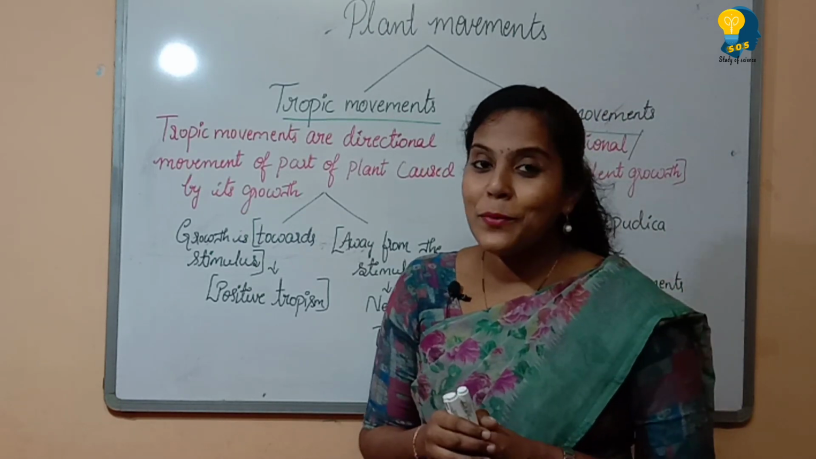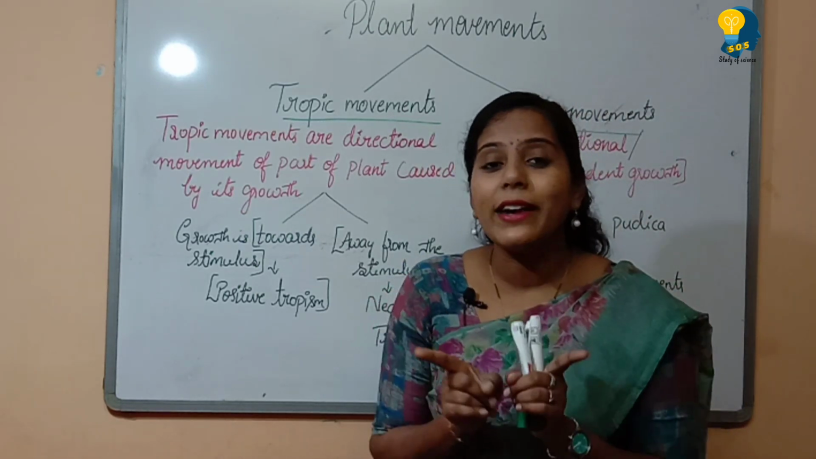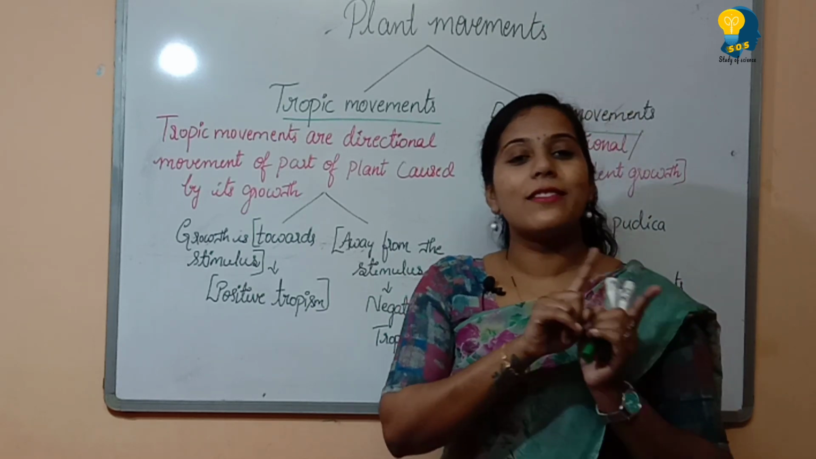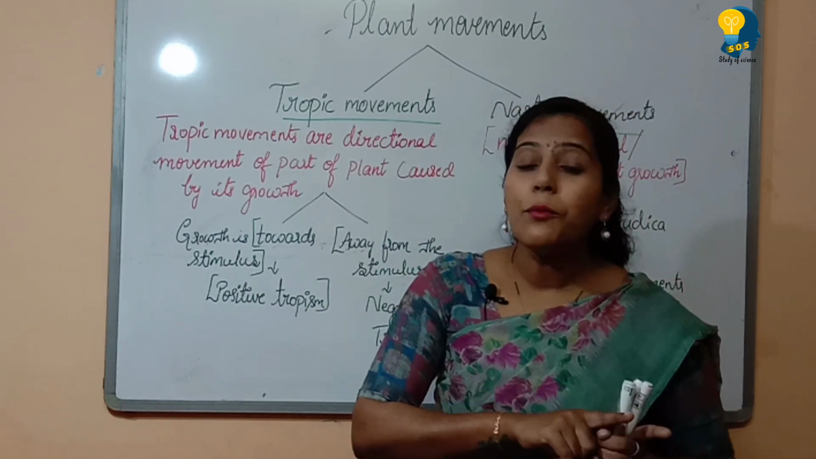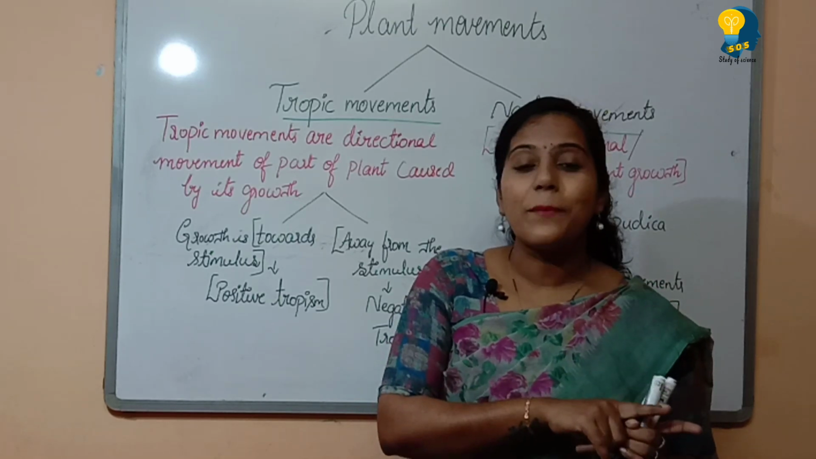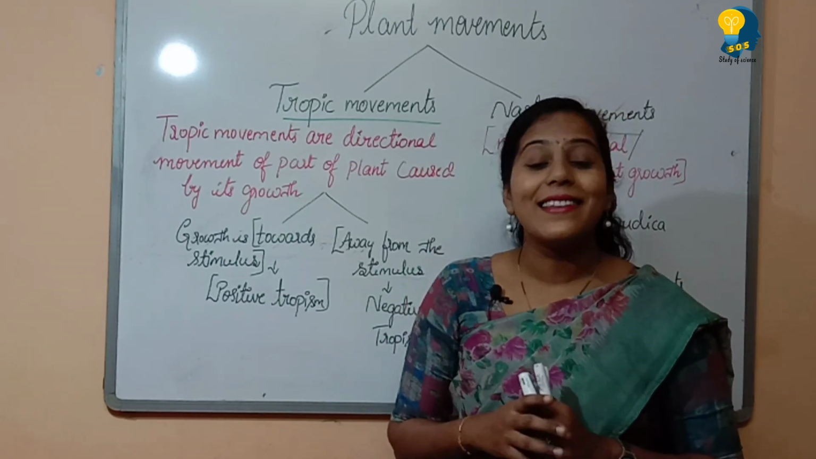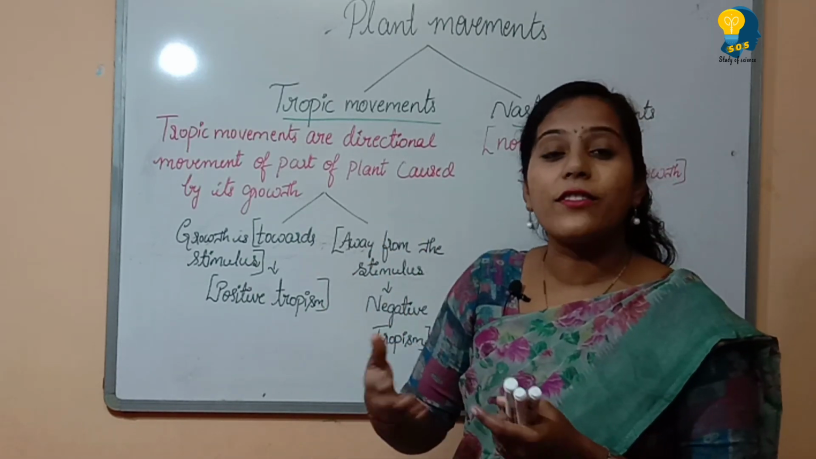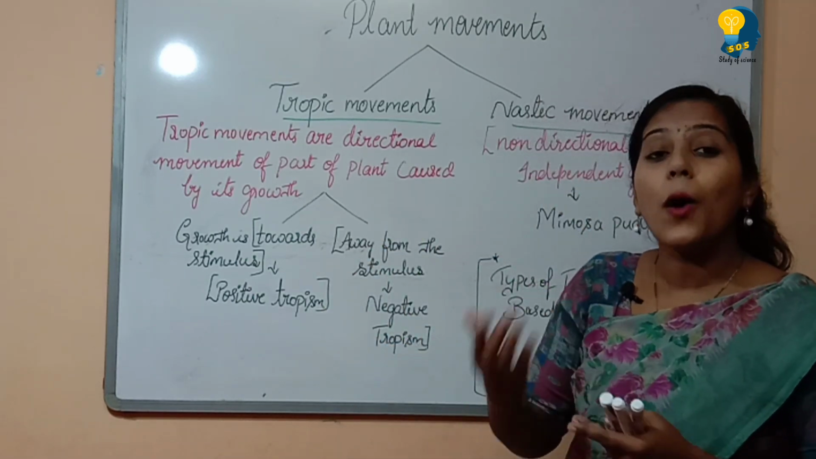See, these tropic movements show two types of movement. One is positive movement and one more is the negative movement. So positive movement we call positive tropism. Negative movement we call negative tropism. Okay, so how does a plant show the positive movement or the positive tropism?